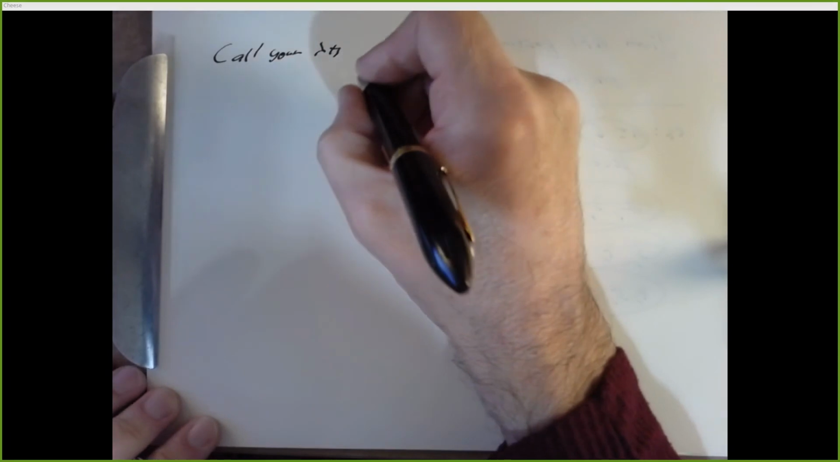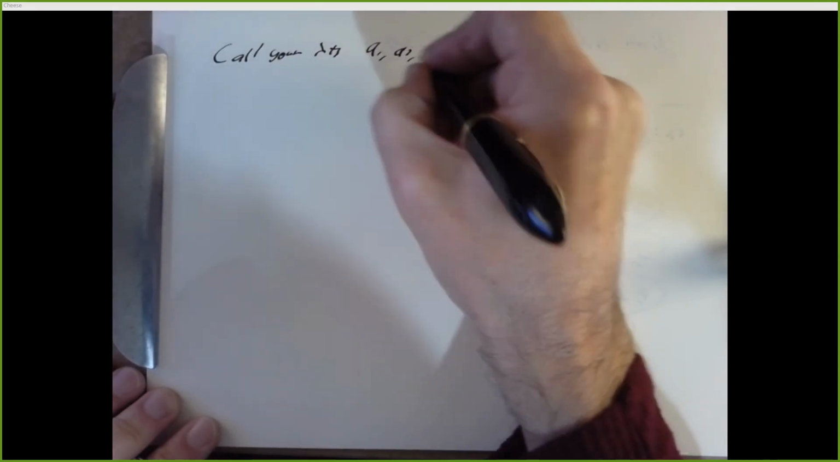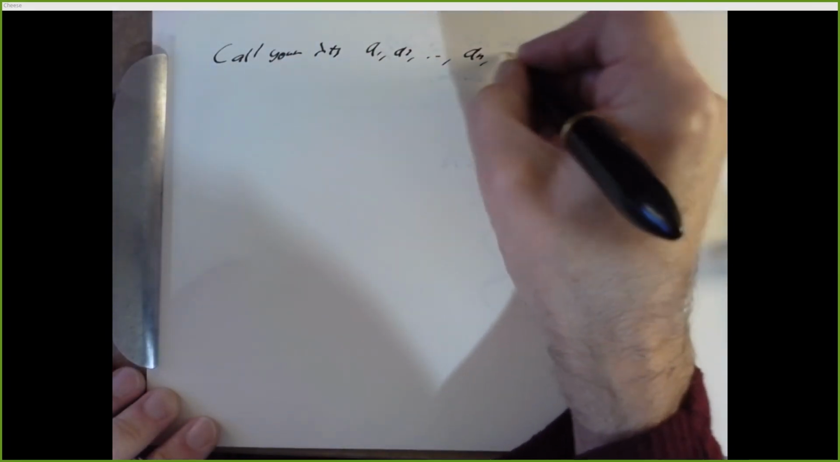So call your integers a1, a2, ..., a_{n+1}. So these are the n plus 1 integers where none is a multiple of the other. Okay? This is going to be a proof by contradiction.